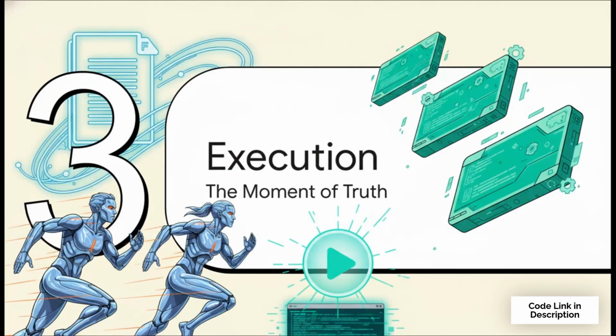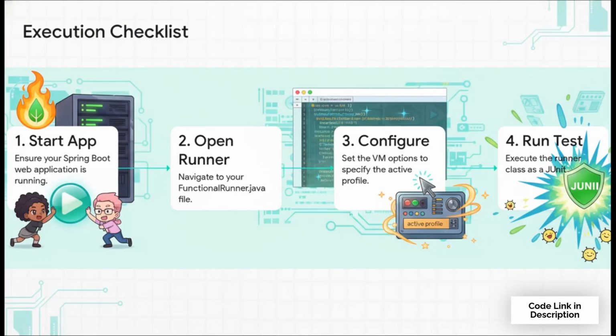All right, let's recap. The feature file is written, the runners are configured, the step definitions are waiting in the wings. This is it, the moment of truth we have been building towards for this entire series. Let's run this thing. Now, before you hit that green run button, there is one thing you absolutely positively have to do first. Make sure your Spring Boot web application is running. Our tests are making real HTTP calls to a real server, so that server has to be up and listening. Once that's confirmed, we can just head over to our functional runner and get ready to launch.